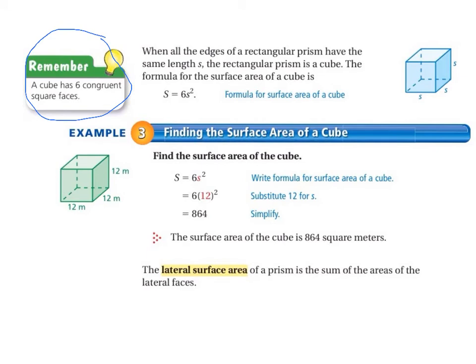Our example says to find the surface area of the cube. Our first step is to write the formula for surface area of a cube, S equals 6S squared. Then we're going to substitute 12 for S, because as we see over here, we have 12 meters. We do 6 times 12 squared. So we do the math for that, and we get 864 square meters.